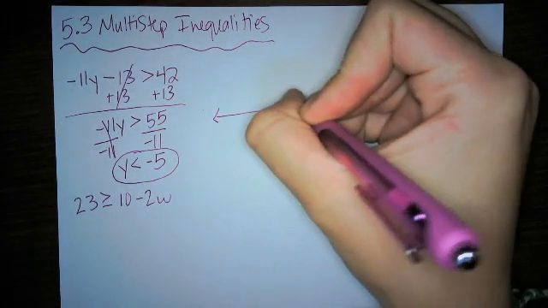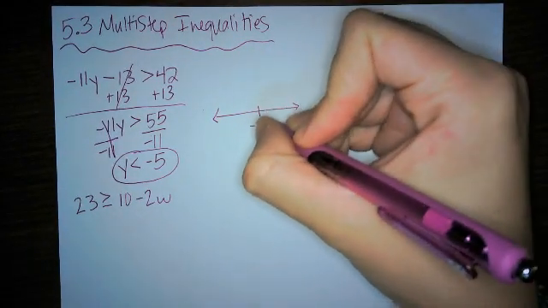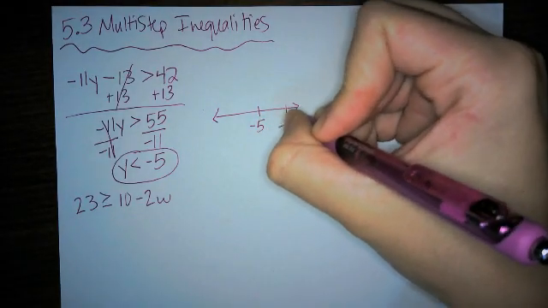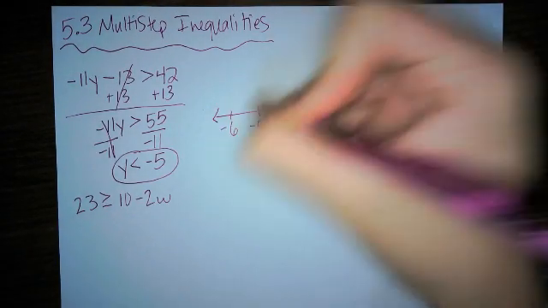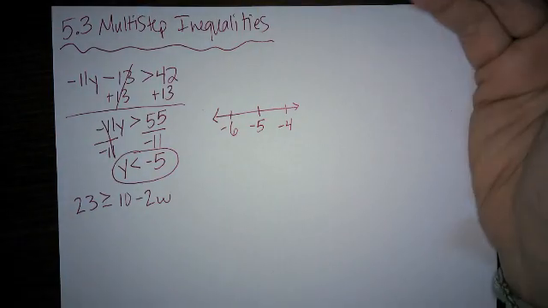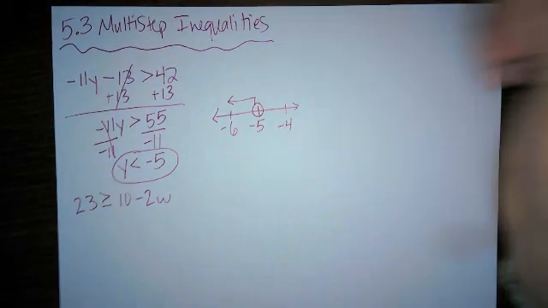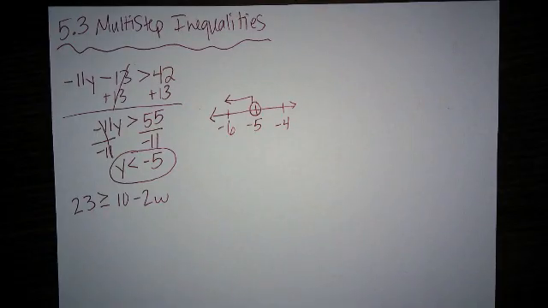All right, we still have to graph. So remember, we put our number in the middle. Since it's a negative 5, greater than would be negative 4, less than would be negative 6. And since y is less than negative 5, it's an open circle with the arrow pointing to the left.